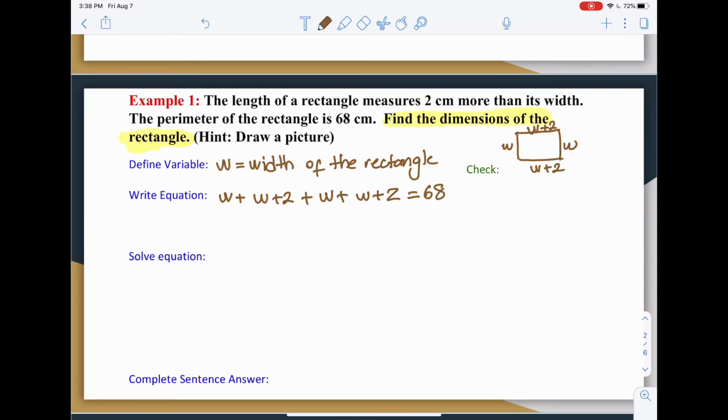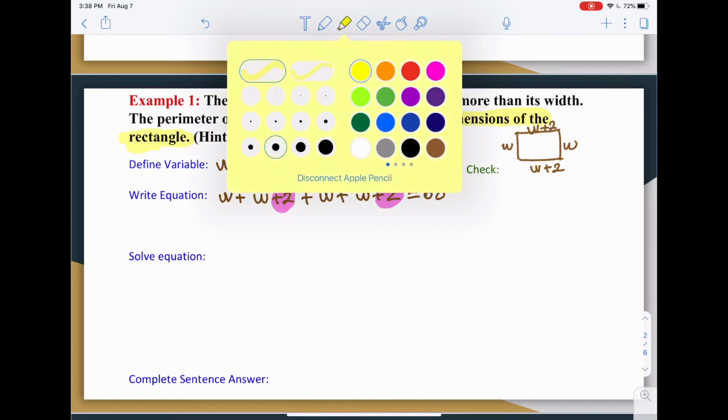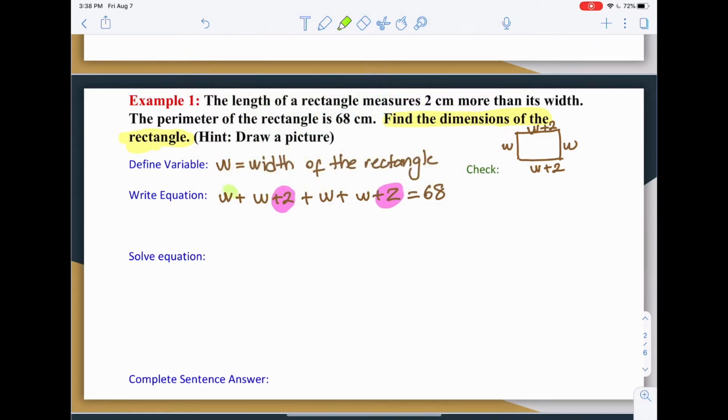Now we can go to step 4, which is solve the equation. To solve this equation, I would like to identify my like terms. So let's see if I can combine the like terms. I see constants and I see also variables here. We have 1, 2, 3, and 4 W's. So our equation after combining like terms will be 4W plus 4 equals 68.